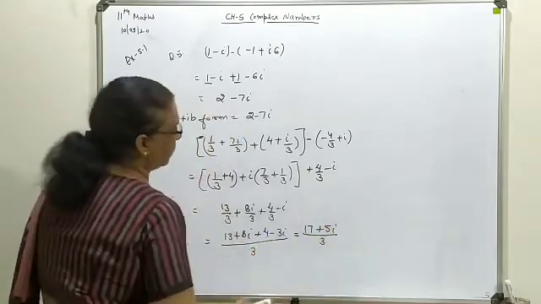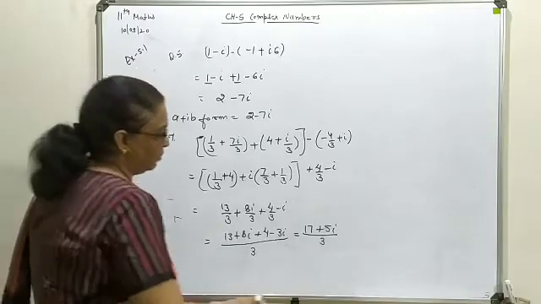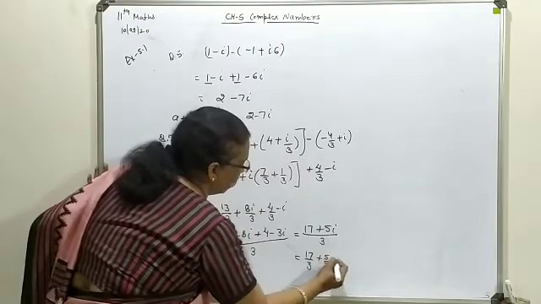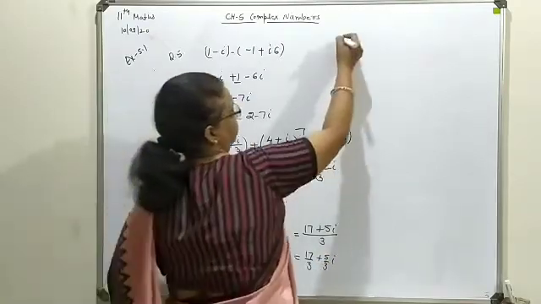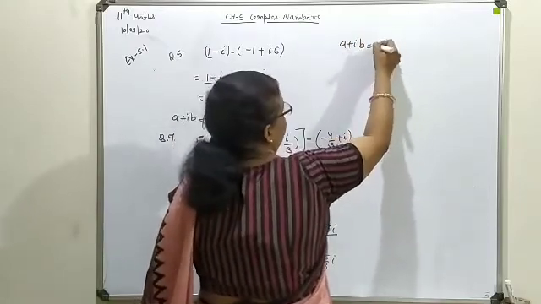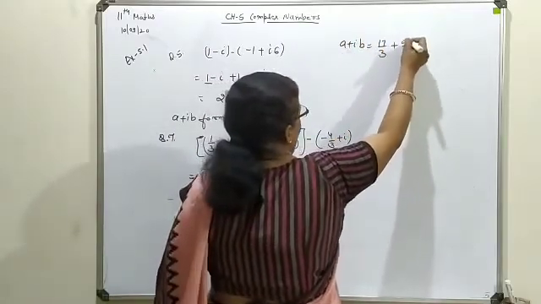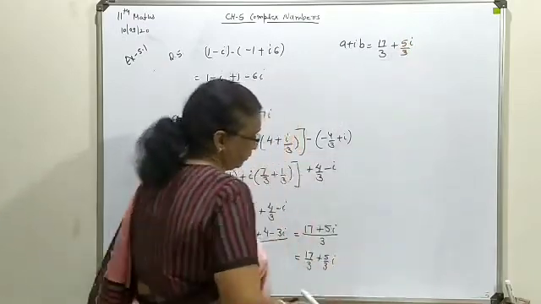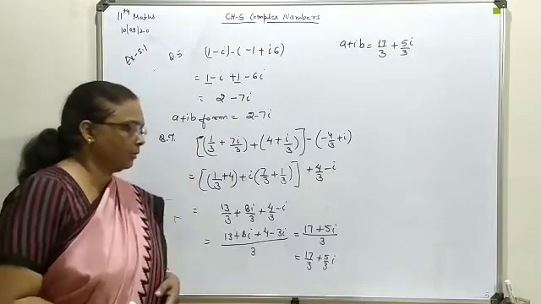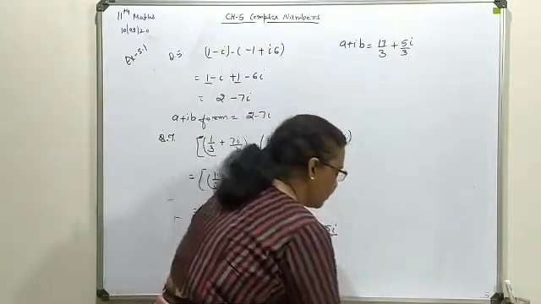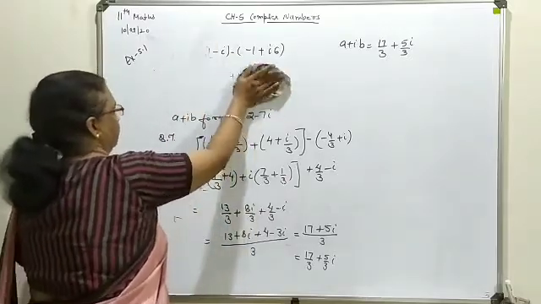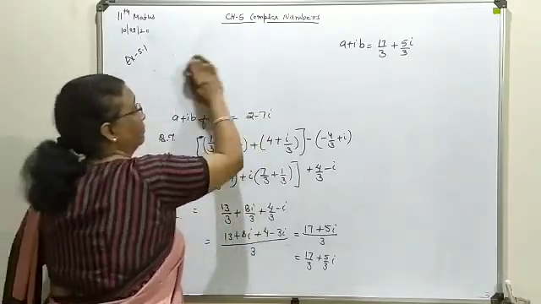Now make these two separate to form a standard form. So this will be your 17 by 3 plus 5 upon 3 iota. So the final answer you will write in the form of a plus ib is 17 by 3 plus 5i upon 3. So this way, this type of question also you can handle. Now the next question we are going to discuss is question number 8.